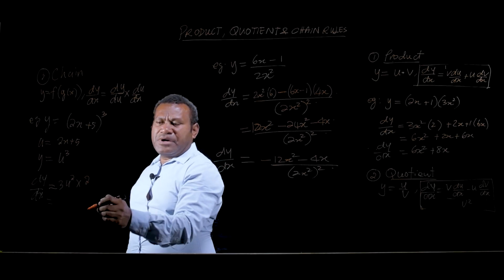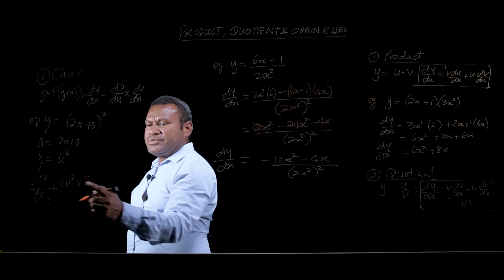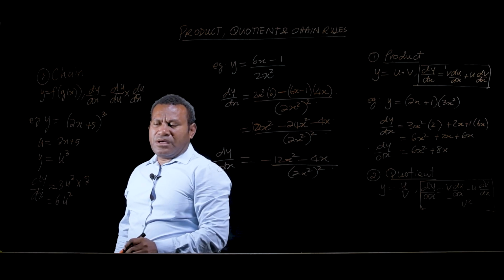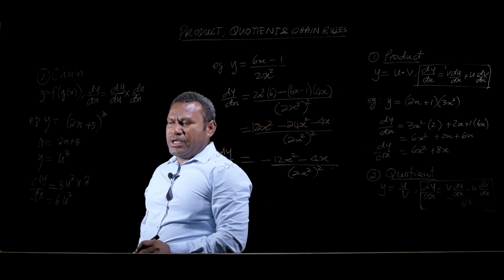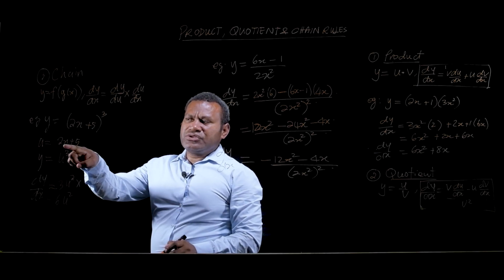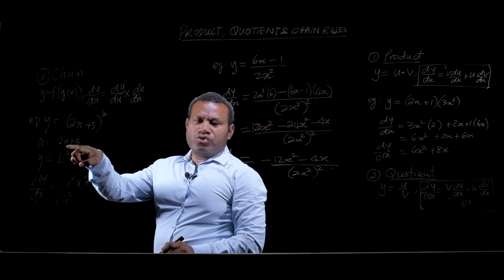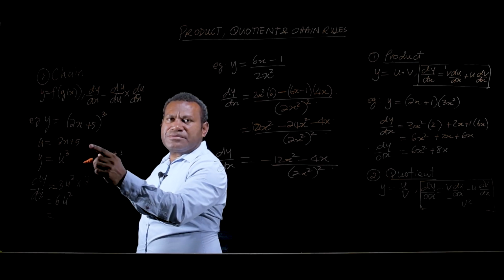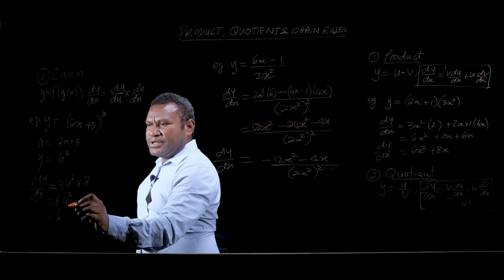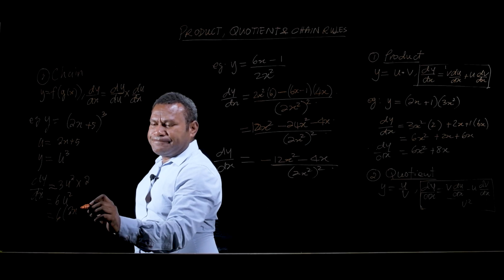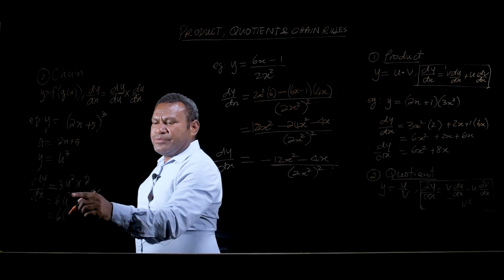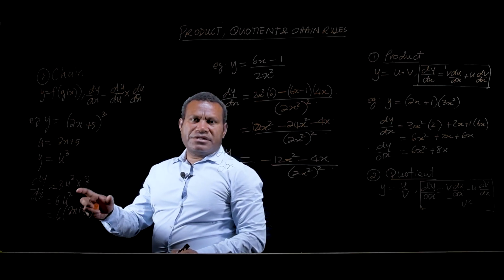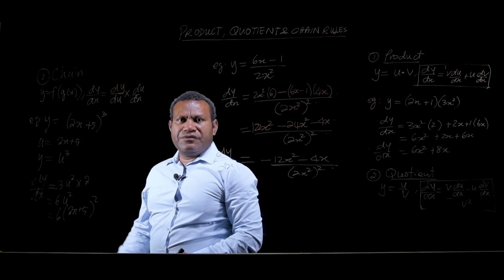Right, so the next part is to multiply 2 by 3. 3 times 2 is 6, u raised to the power of 2. Right, but u is initially 2x plus 5. So in our final answer, we have to resubstitute the 2x plus 5 for u. So 6 multiplied by 2x plus 5 raised to the power of 2. Right? Once you reach this part, then that is acceptable. So you can leave your answer as it is.